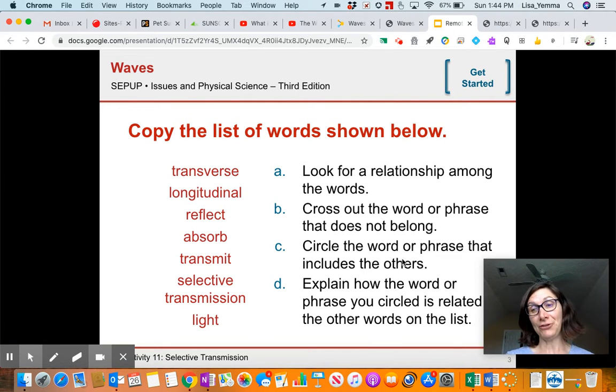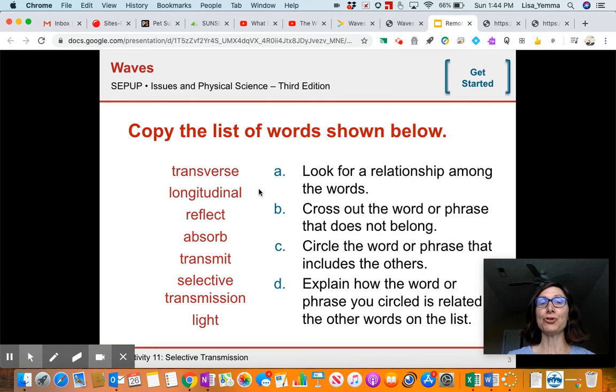So, I forgot to tell you, I'll give you a few seconds here. Grab a piece of paper. If you have your science notebook, that would be fantastic to keep all of this together. This will definitely come up in your high school physics class. So when you get your paper, you can go ahead and pause and go grab your paper and come back. You're going to copy the list of words shown below.